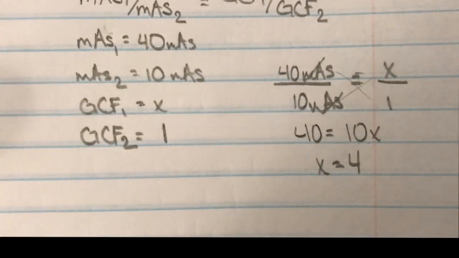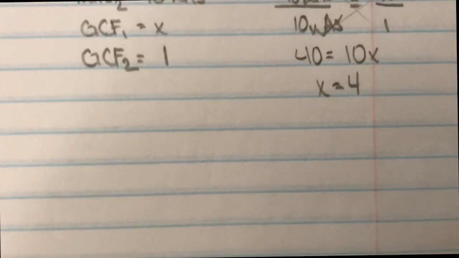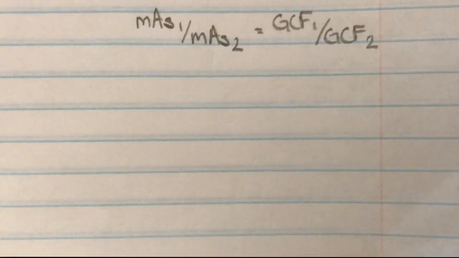All right, now grid conversions from the third section. Let's make some more room. We're running out of space. Same thing, we're going to use the same equation, so let's jot that down because we want to commit it to memory. Again, you're going to use it forever. MAS 1 over MAS 2 is equal to the grid correction factor 1 over the grid correction factor 2.